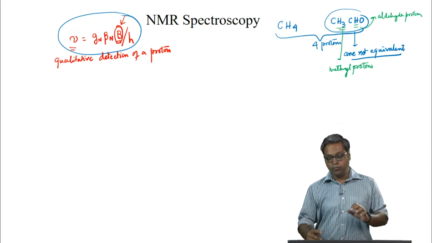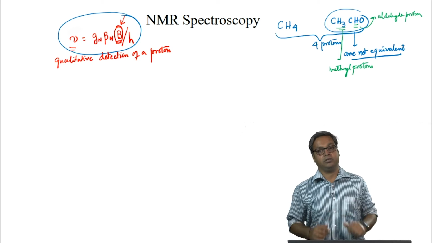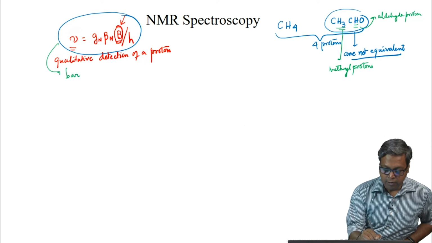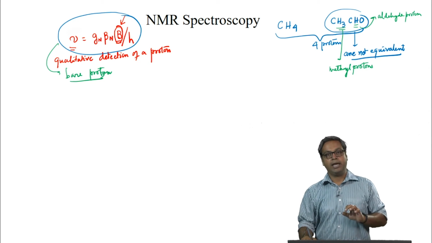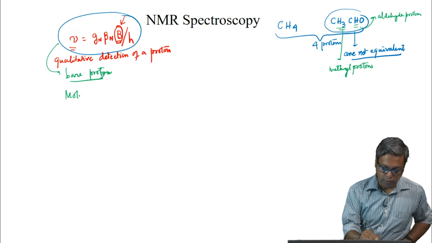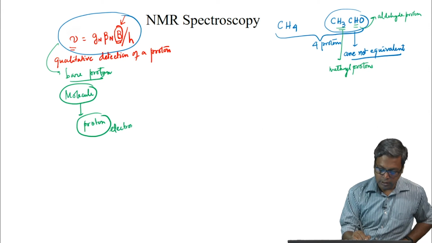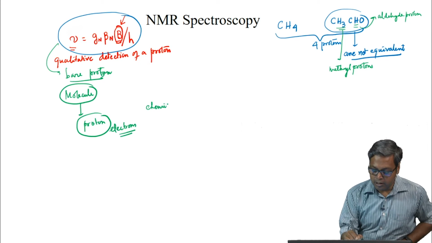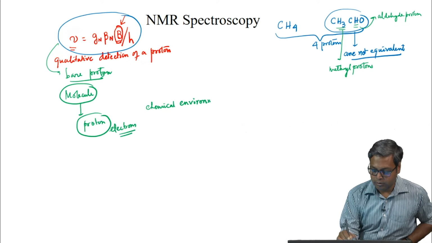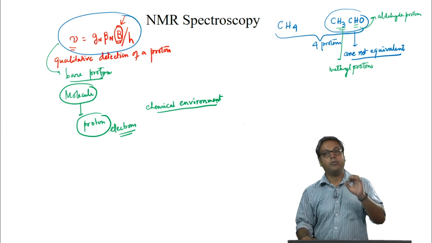So, the expression is only valid for a bare proton. That means, when we derived all these expressions, we assumed that only one proton is present, and that is how we made the deduction. But a proton in a molecule has electrons as neighbors. So, in the case of a molecule, the proton has electrons around it. Thus, in a chemically interesting system, a proton has something known as a chemical environment.